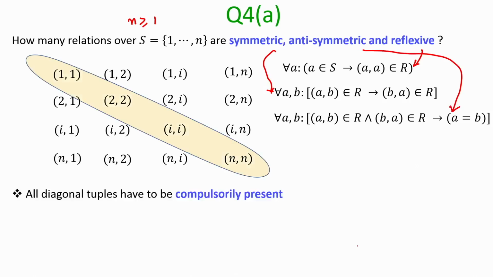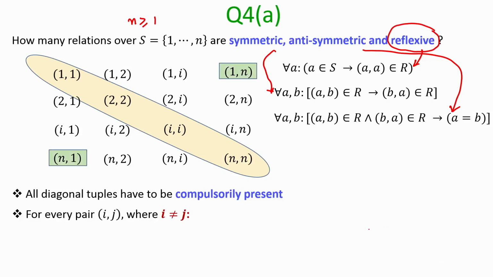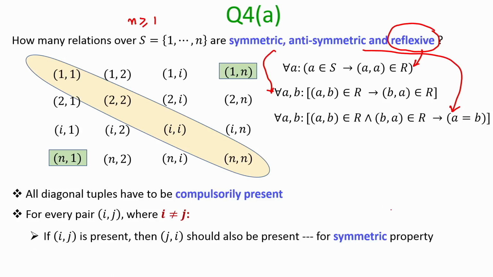Okay. So, I consider the n² ordered pairs. Since I want my relation to be reflexive, I have no choice, but I have to compulsorily include all the ordered pairs along the diagonal here. Now, I consider ordered pairs of the form (i, j), where i is different from j, and try to see what I can do with these ordered pairs, so that my resultant relation is both symmetric as well as antisymmetric. Okay. So, in order to maintain the symmetric property, if I decide to include the ordered pair (i, j) in my relation, then I need to include (j, i) as well.